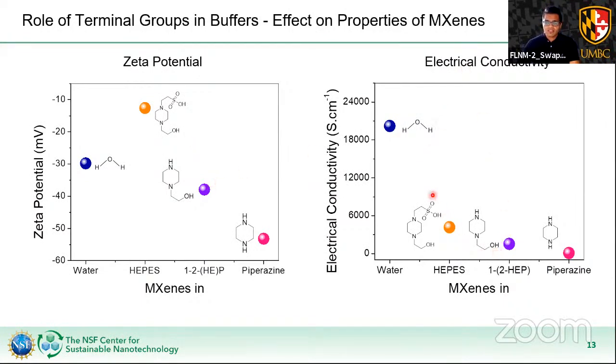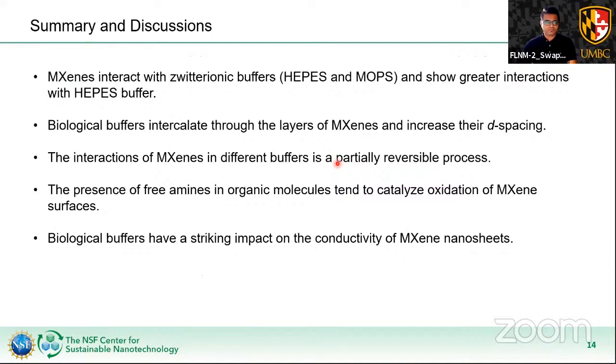This is the electrical conductivity data. The conductivity drops all the way from 20,000 to close to 4,000 or 5,000 for these molecules. And for piperazine, where it oxidizes very heavily, it's some 100 Siemens per centimeter.